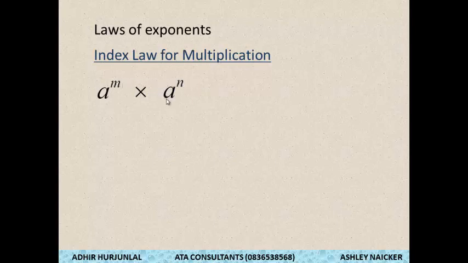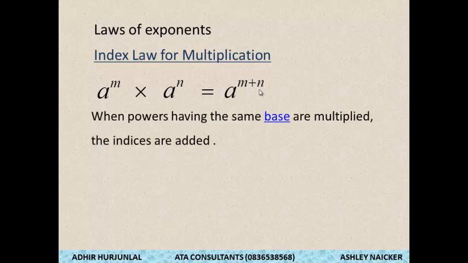Now I want you to remember this. Whenever you multiply the same bases, all you simply do is add the indices. In order to add the indices, we take the m, add it to the n, and we end up with a to the exponent m plus n. You will see exactly where we are going to be using this as we go further. The rule says when powers having the same bases are multiplied, the indices are added. Very good. The indices are added.